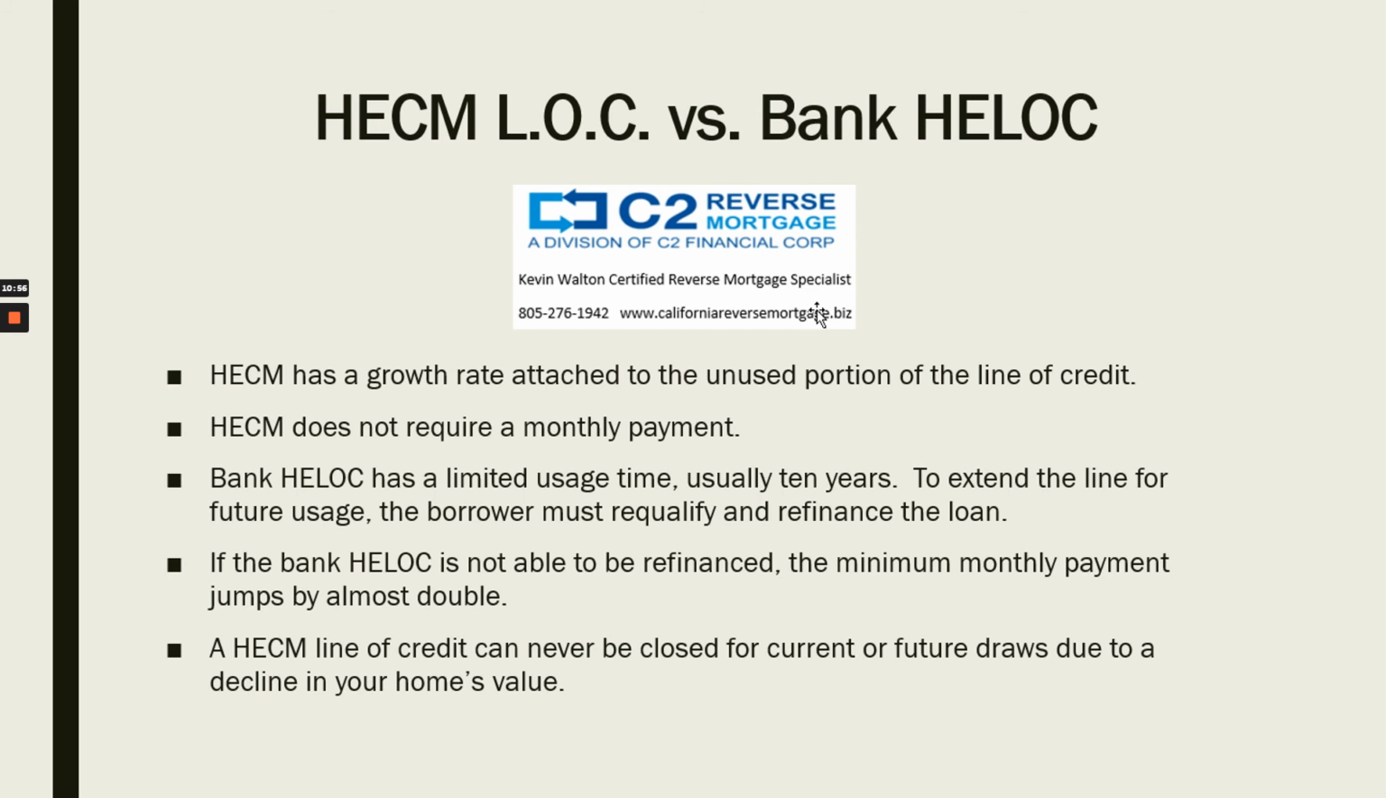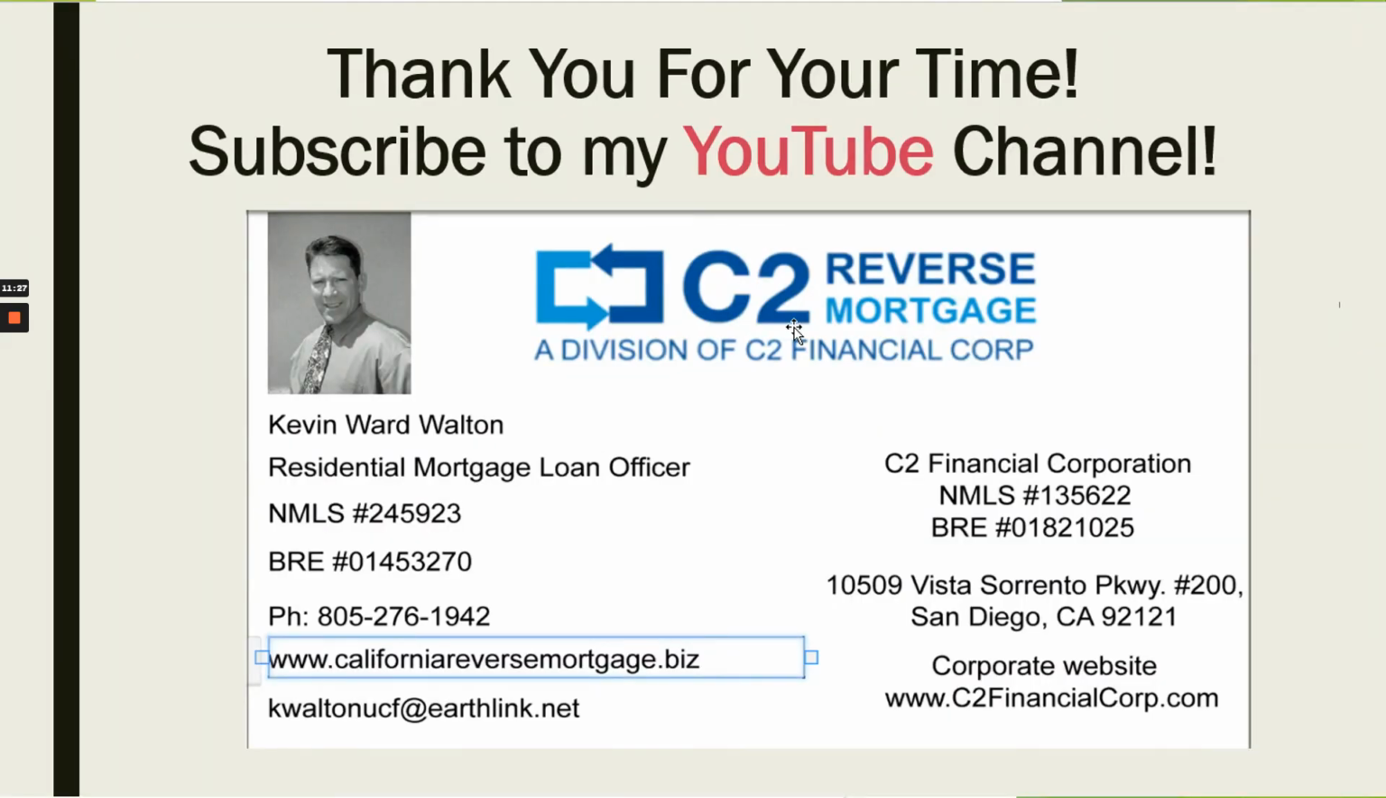So those are the main differences in the HECM line of credit and bank HELOC. Again, that growth rate that's attached to the unused portion of the funds for you to use in the HECM line of credit is huge. It just grows and grows and grows. Now, as you draw funds from it, your unused line of credit goes down some, but whatever's left will keep growing every single month. And I'll have charts and amortization tables to show you for that.